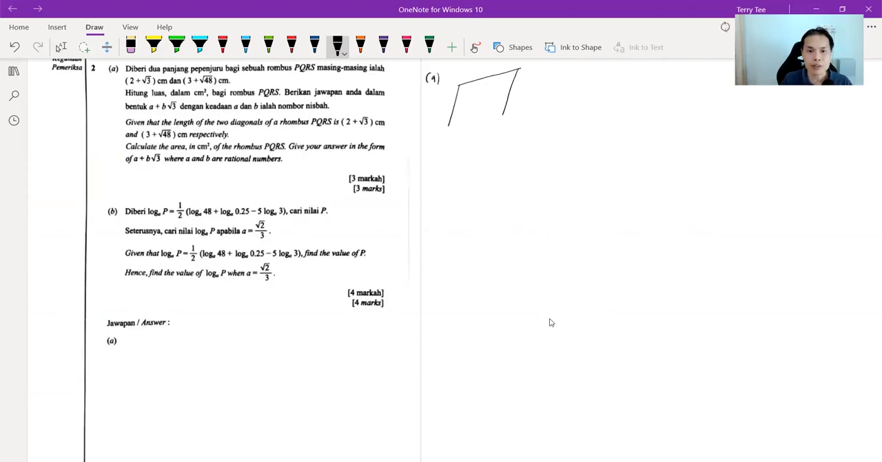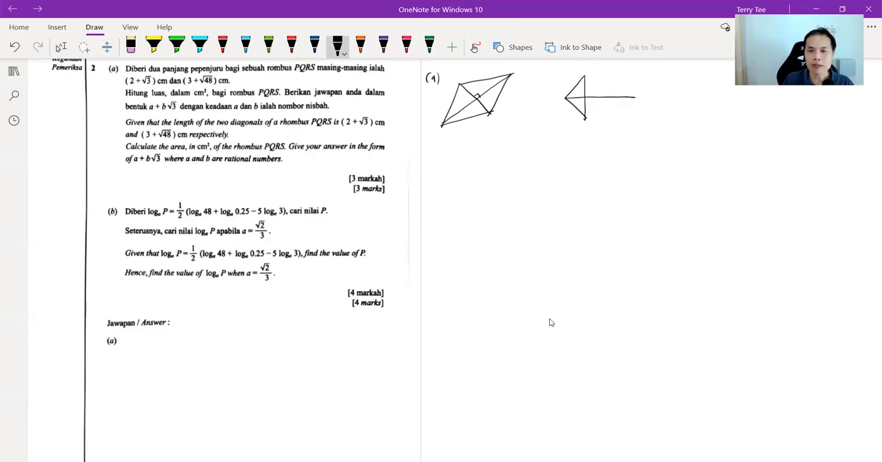Since it's a rhombus, we can draw a sketch like this. A rhombus is such that the two diagonals are always perpendicular. My rhombus doesn't look very perpendicular, so let me make it a little bit better. Yes, 90 degrees here. The main thing about the area of a rhombus is that they gave us the lengths of the diagonals. I hope you know that a rhombus is actually a form of kite.